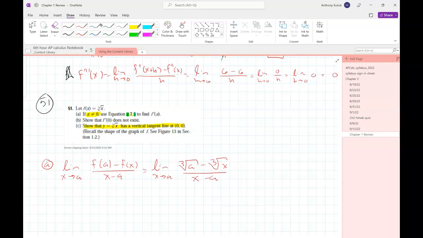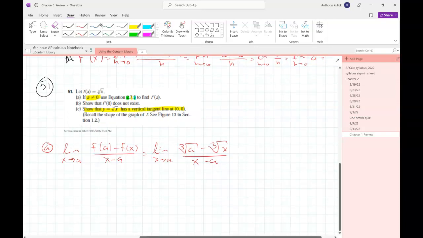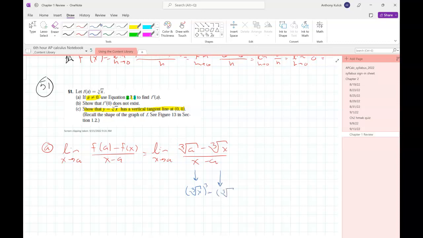Because if I multiplied this by the cube root of A squared minus the cube root of X squared to the top and bottom, I'd have to FOIL the numerator out, and then I'm going to get a bunch of stuff that I don't want along the way. So here's the trick. I'm going to look at that denominator, and instead of x, I'm going to think about it as the cube root of x cubed. And instead of a, I'm going to think about that as the cube root of a cubed.